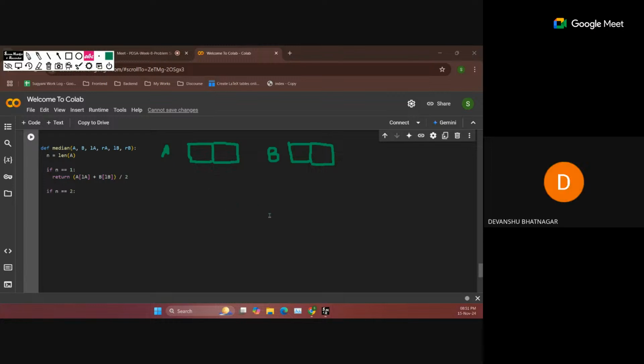Suppose we have two elements. A is having 3 and 4, and B is having 1 and 2. Then what should be our median element? What should be the median value? How do we calculate it?